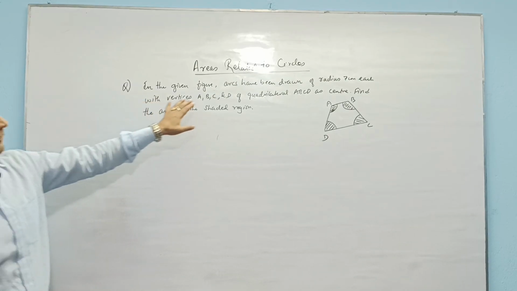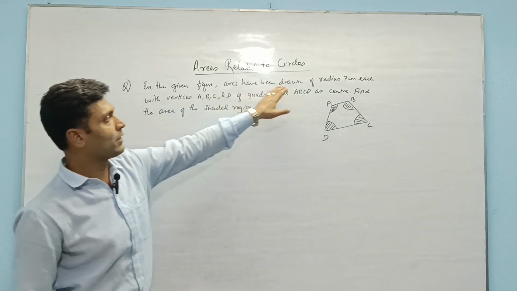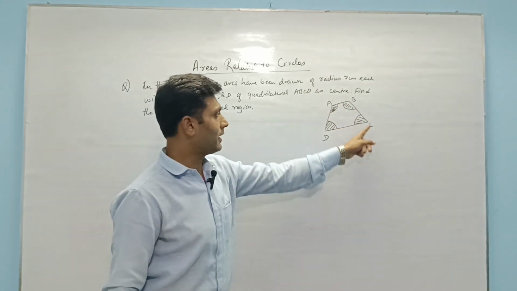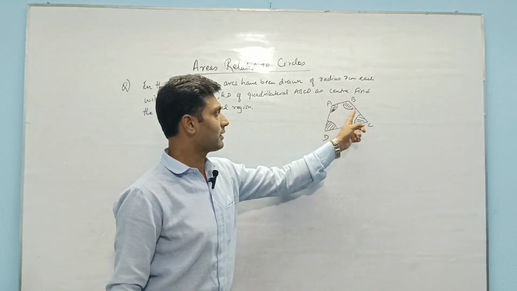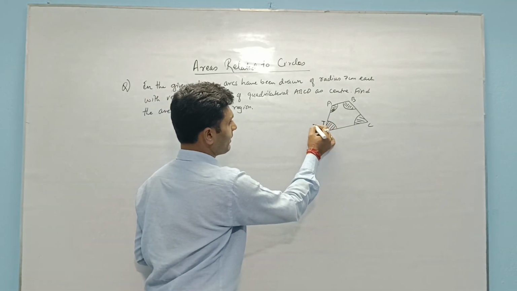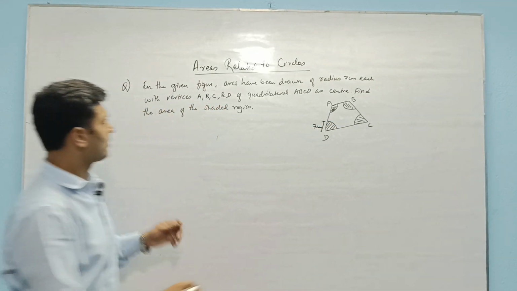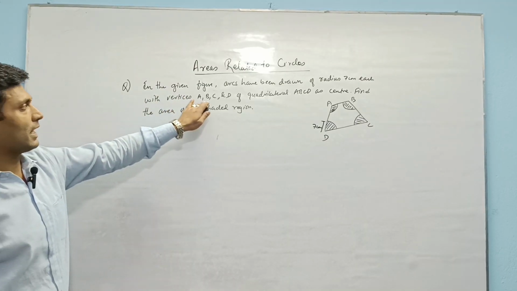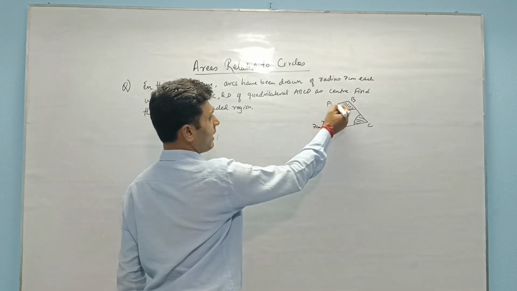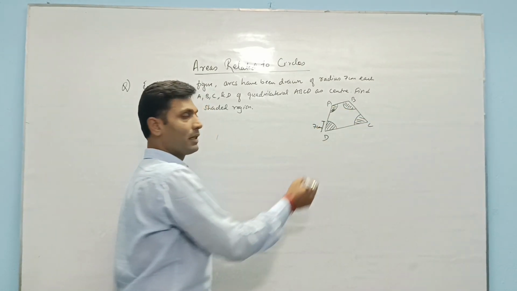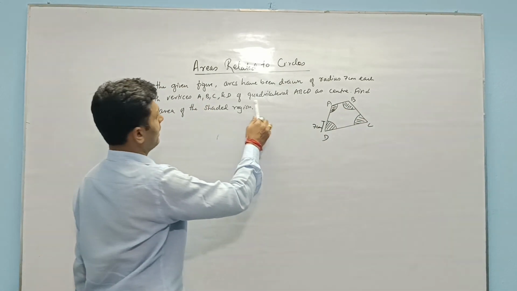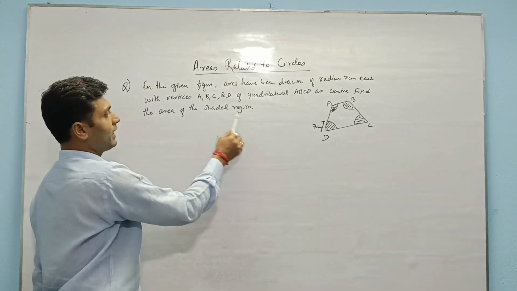In the given figure, arcs have been drawn of radius 7 centimeter each. In this figure, we have drawn these arcs. These arcs are of radius 7 centimeter, all of 7 centimeter radius each, with the vertices as A, B, C, and D. So taking these vertices as A, B, C, and D, we have drawn 4 arcs, right? We have to find the area of the shaded region.